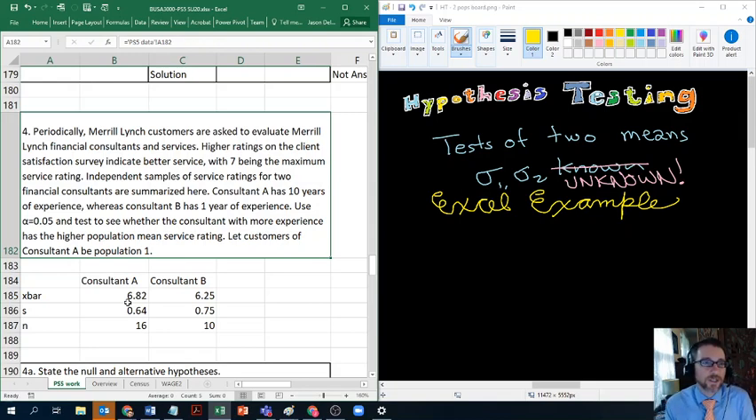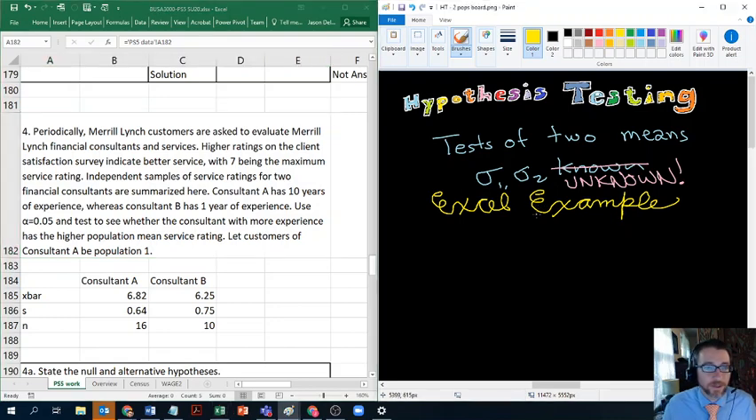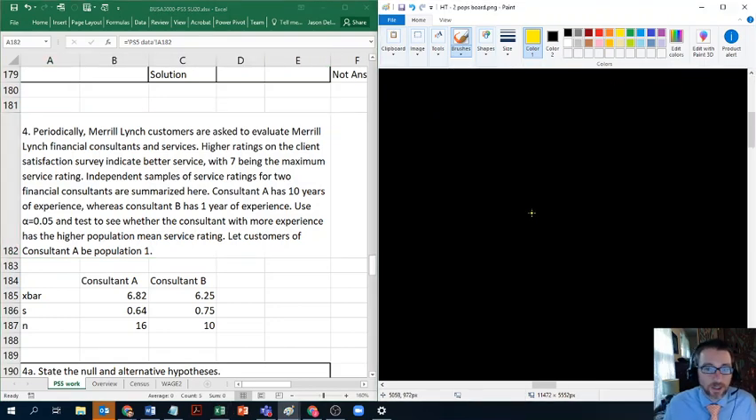I do want to draw attention to the language here, in that one of the things I've been digging into is that we've got two populations that are different in some observable way, which is to say one of them has more experience than the other. And then the question is, are they also different in some difficult to observe kind of way, which is, are their customers more satisfied? And so that's what they want to know. Test to see whether the consultant with more experience has the higher population mean service rating. So let's take a look.